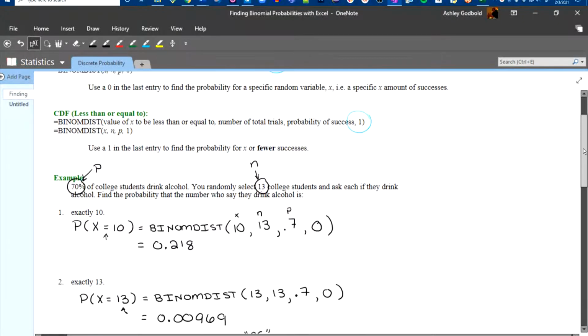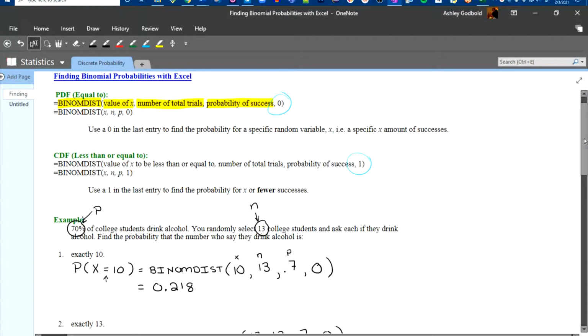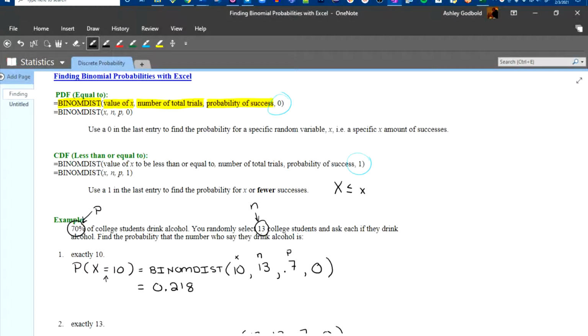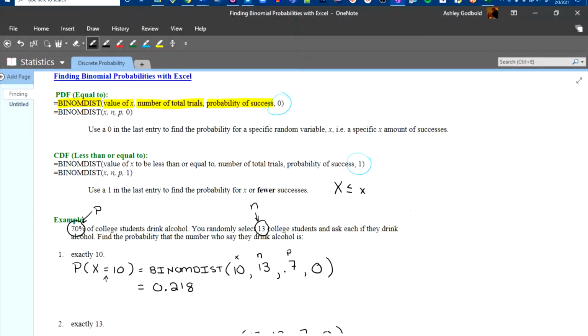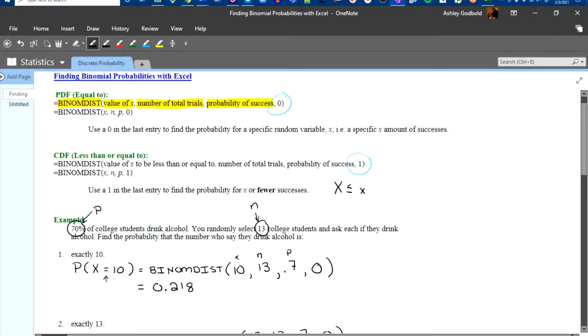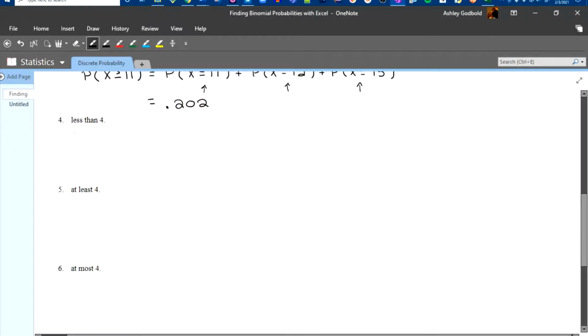And the important thing about it is that it needs to be written as x less than or equal to some x. Now the problem with that is that most of the examples that we're going to see will not be worded as x less than or equal to some x. So we will have to translate them so that they look like this. For example, if we want to find the probability that less than 4 students say they drink alcohol, that would be the probability that x is less than 4. Well, we need this to be written with a less than or equal to symbol, not a less than symbol.